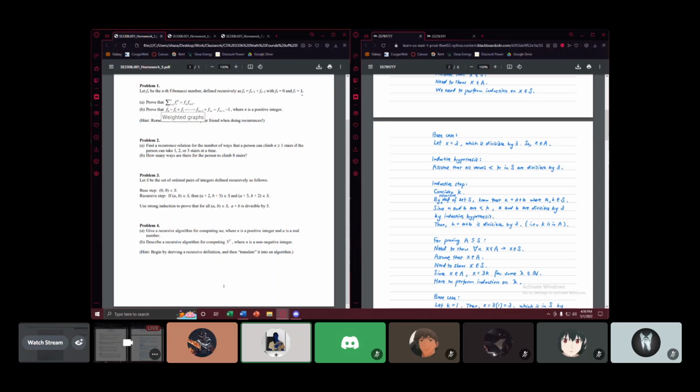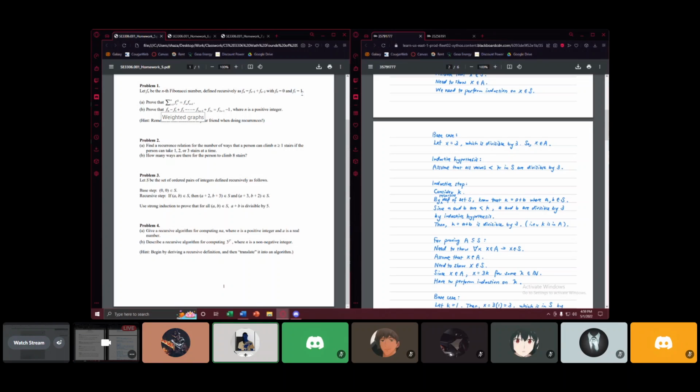f of 0 is 0, f of 1 is 1, f of 2 is also 1. I substituted those. That's how I got all zeros on the left hand side, and then that's how I was able to set that equal to the right hand side. So that's where I got those numbers from. Okay, perfect.